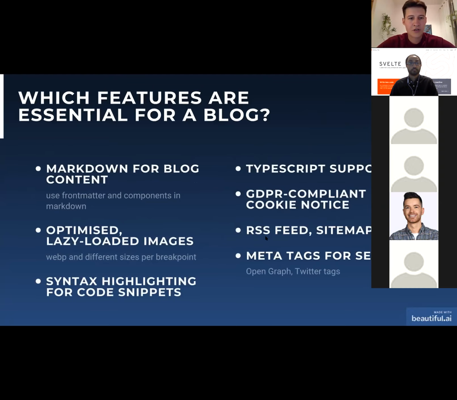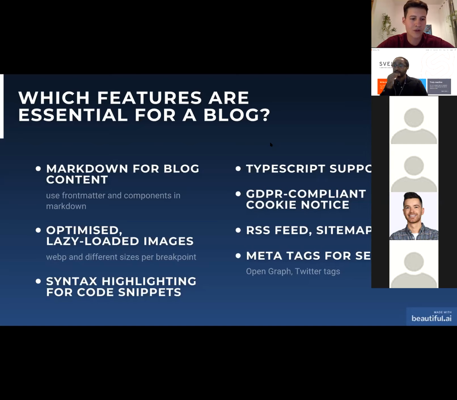So which features are essential for a modern blog? I think it's great if you can use Markdown for writing the blog content, and also ideally have a front matter, and be able to use components in Markdown. I think it's super important to have optimized and lazy loaded images, because if they're small size and lazy loaded, you don't put so much pressure on the user to have a lot of download capacity.